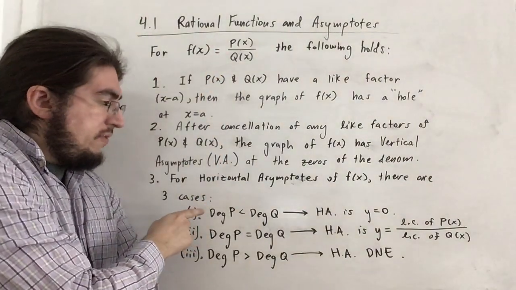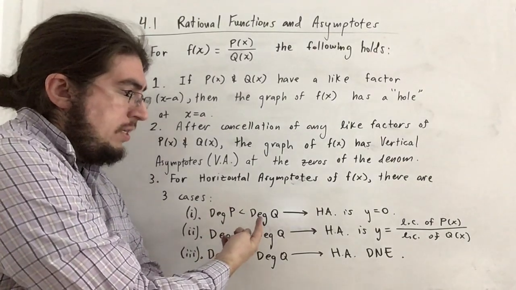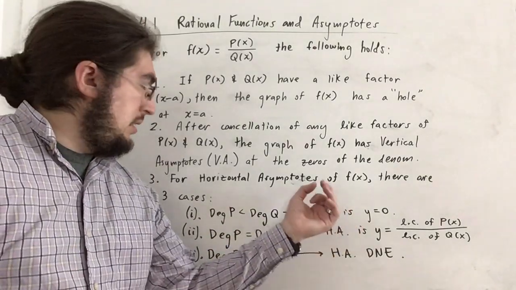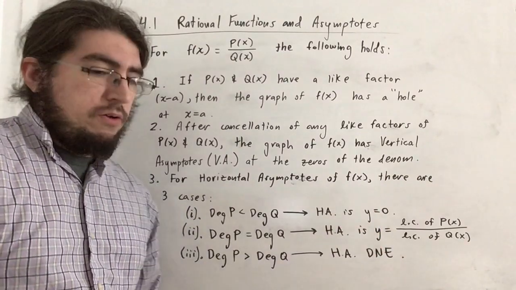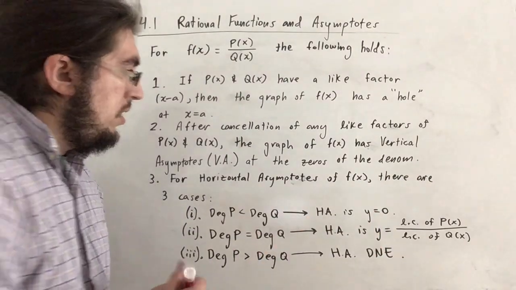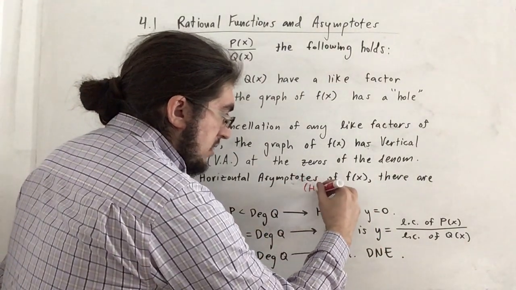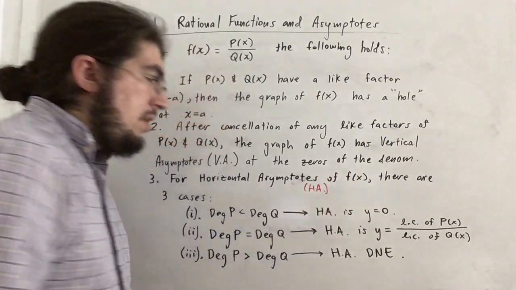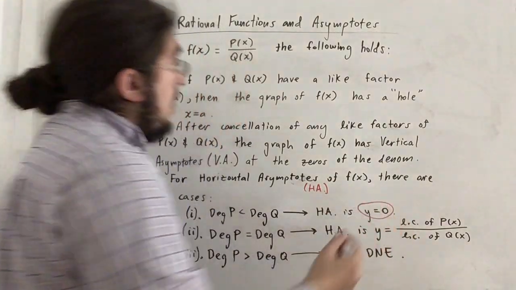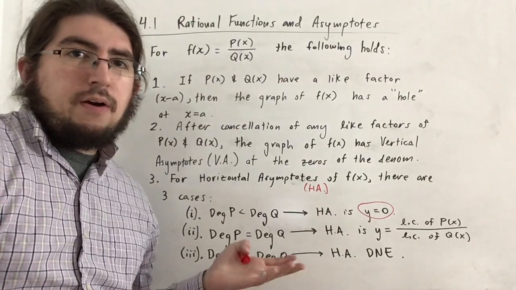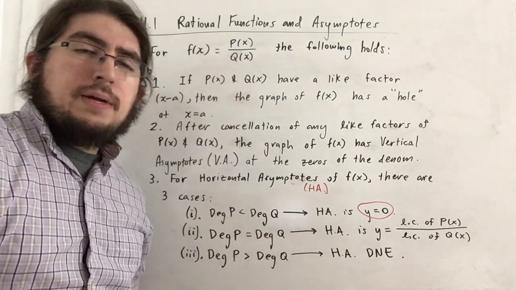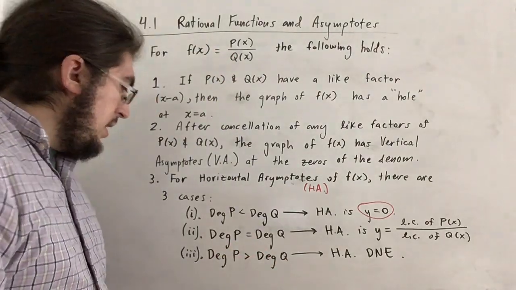So here, if the degree of the top is smaller than the degree of the bottom, then the horizontal asymptote is y equals 0. So here, horizontal asymptote, I'm referring to as HA, just to include that there. So y equals 0 if the numerator is smaller than the denominator, as far as degree is concerned anyways.